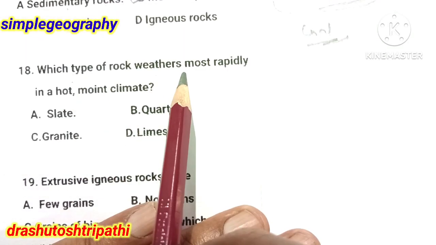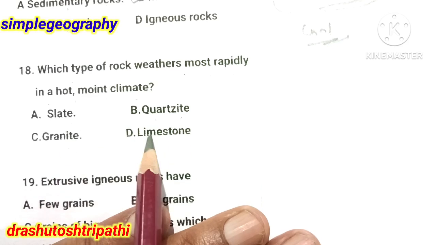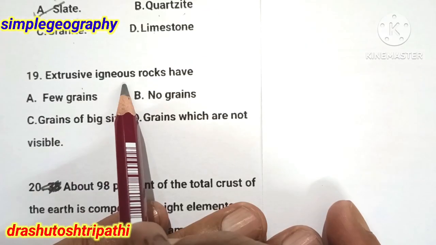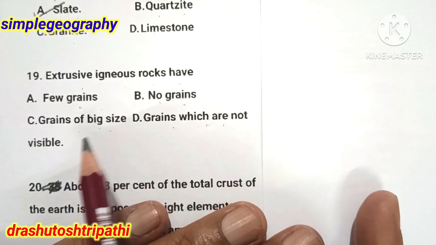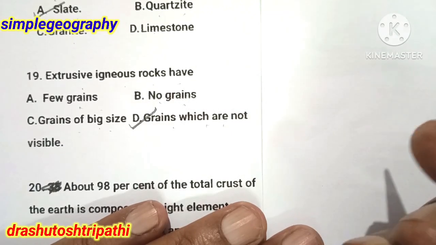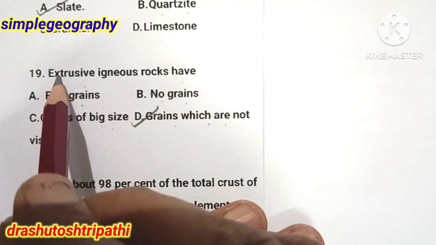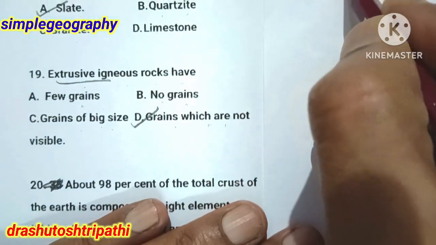Which type of rock weathers most rapidly in a hot mountain climate: slate, quartzite, granite, limestone? The answer is A, slate. Extrusive igneous rocks have few grains, no grains of big size, grains which are not visible. The answer D is grains which are not visible. What do you mean by extrusive igneous rock? Extrusive igneous rocks are those formed by cooling and solidification of lava.